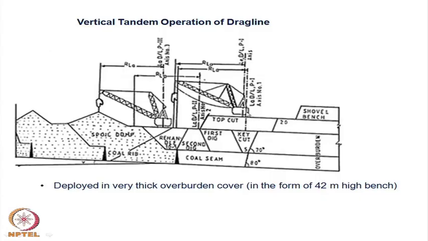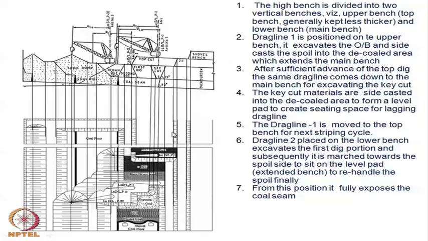Now, one dragline will be placed on the top cut, and the other dragline will be working on the rehandled material. Here also you can see how it exactly works. This high bench is divided into 2 vertical benches, the upper or top bench, which is less thick. Normally, if it is 20 meters on top, it is 30 meters below. So the thickness of the bottom slice is more than the top slice, and then dragline 1 is positioned on the upper bench.